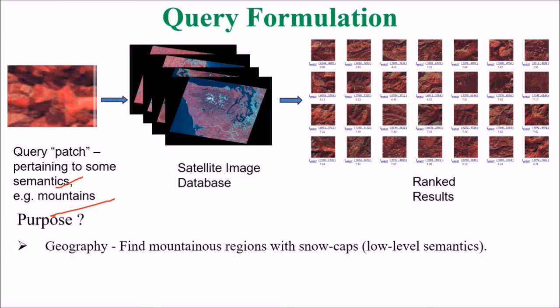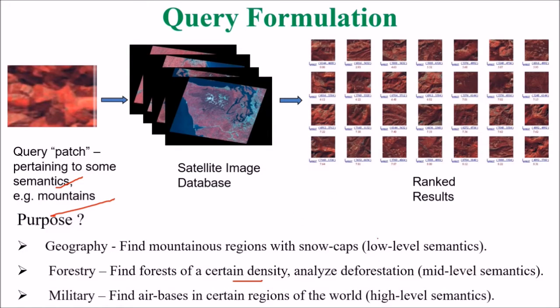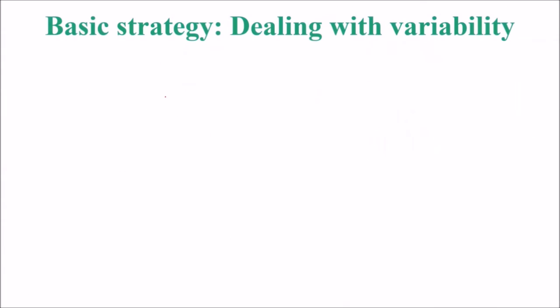In geography, we want to find a mountainous region with snow caps. This is low-level semantics. In forestry, we want to find forest of a certain density and analyze the deforestation. This is mid-level semantics. And when it comes to high-level semantics, in military applications, we want to find air bases in certain regions of the world.